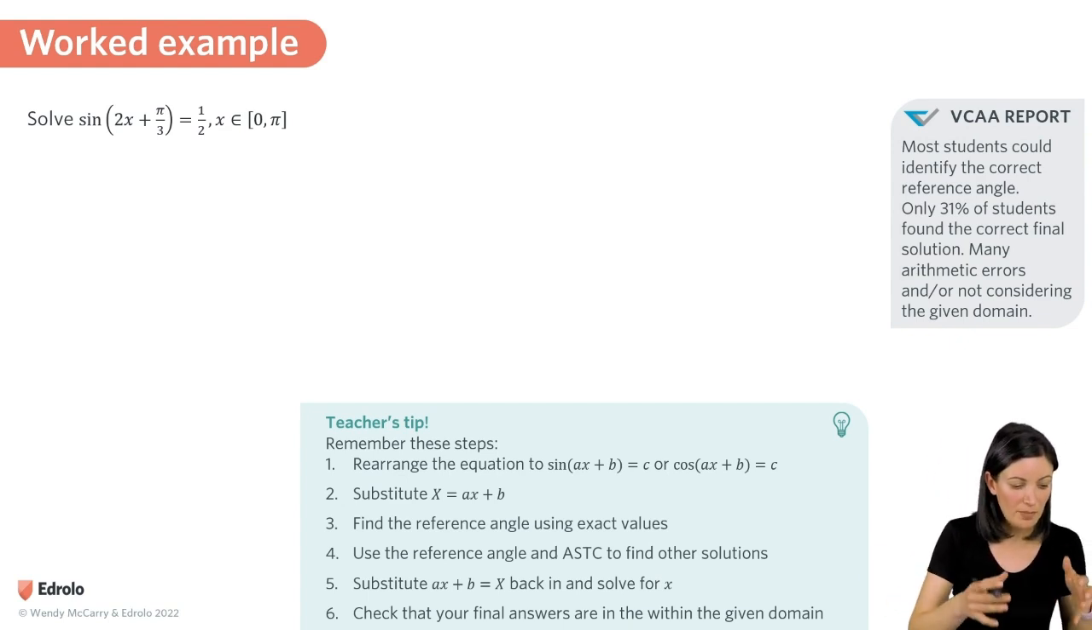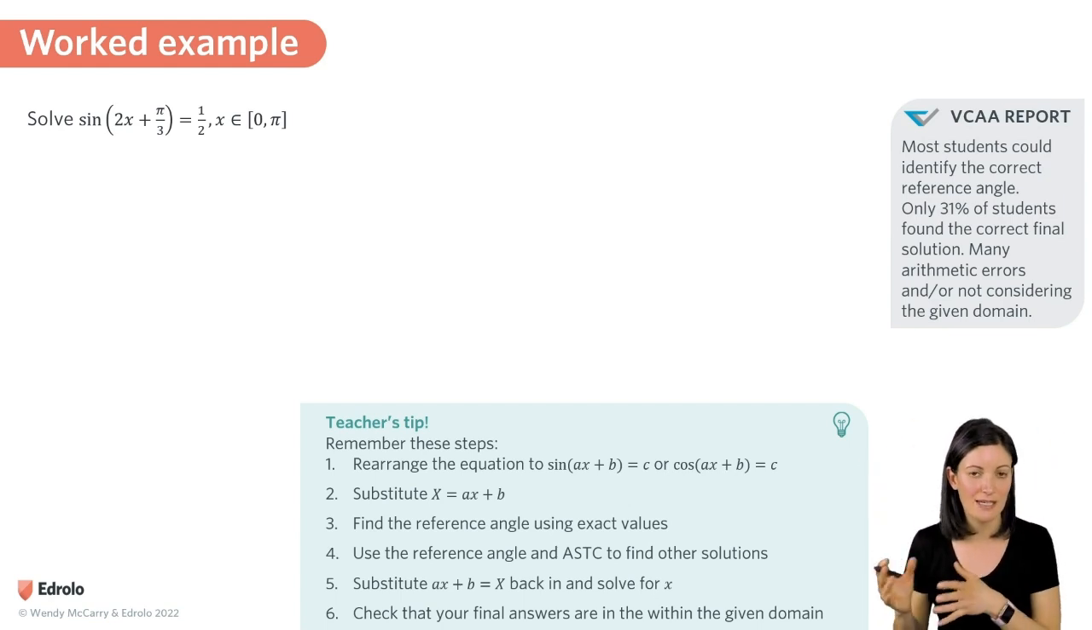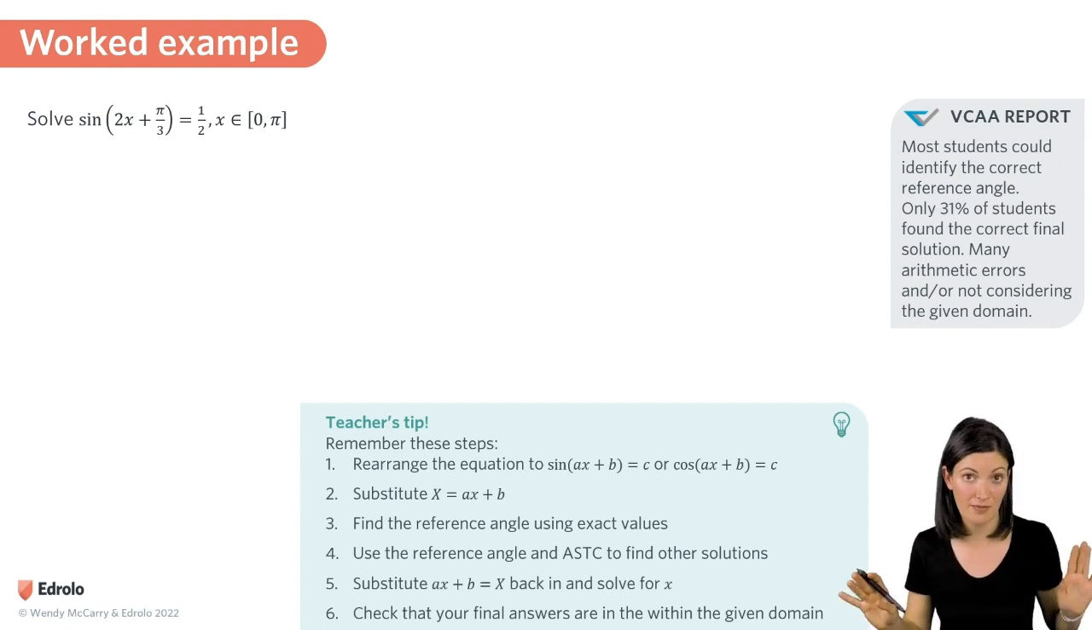Okay, so because we've got sine of lots of stuff, 2x plus pi on 3 is equal to a half, we're just going to replace that with x first as our first step.